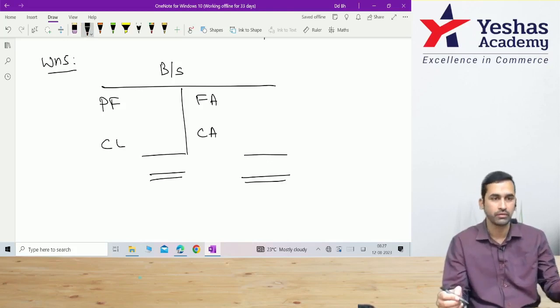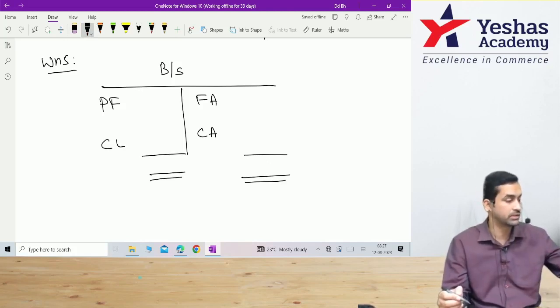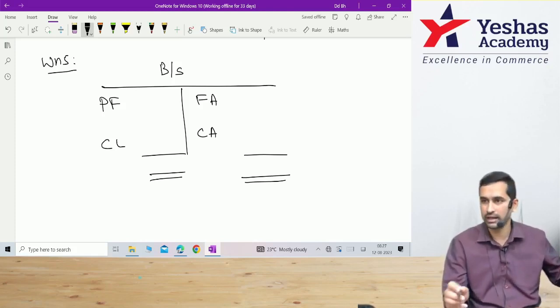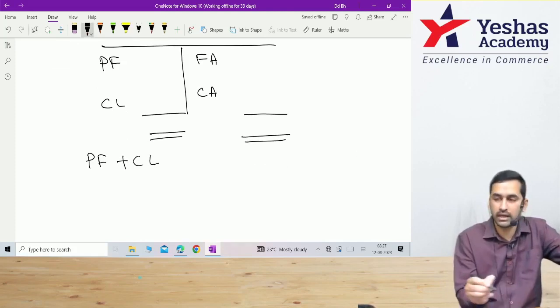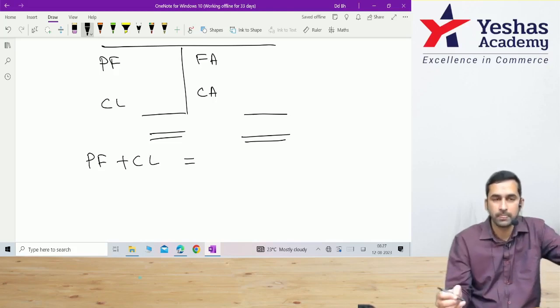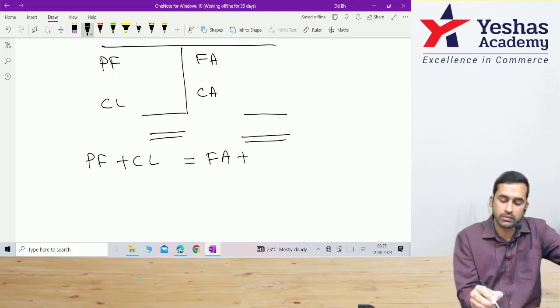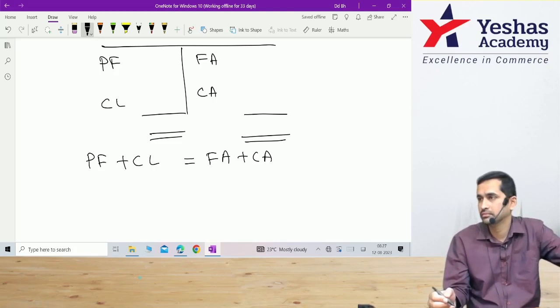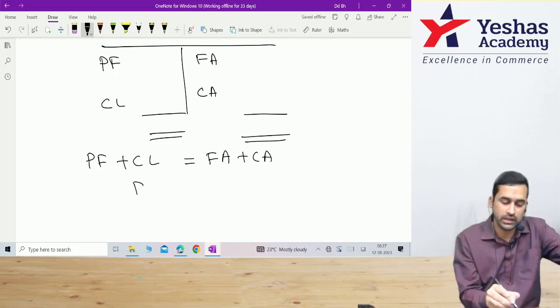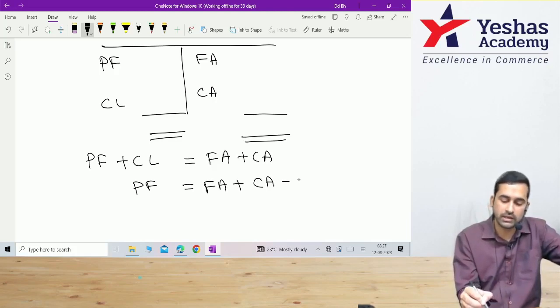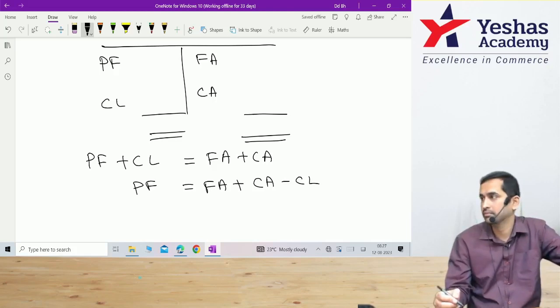Am I correct? There is fixed asset, because they said fixed asset to proprietary fund. There is current asset. On this side there is proprietary fund and current liability. Now if I put it in a formula, proprietary fund plus current liability should be equal to fixed asset plus current asset. Simple to understand. I will shift current liability to the other side. Then proprietary fund is equal to fixed asset plus current asset minus current liability.